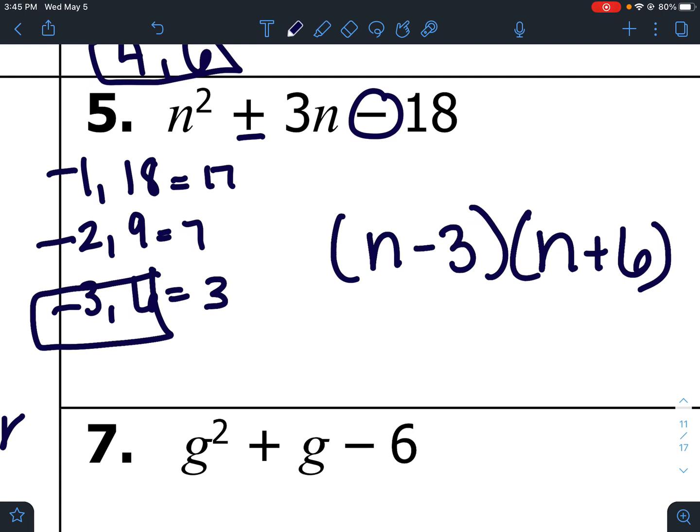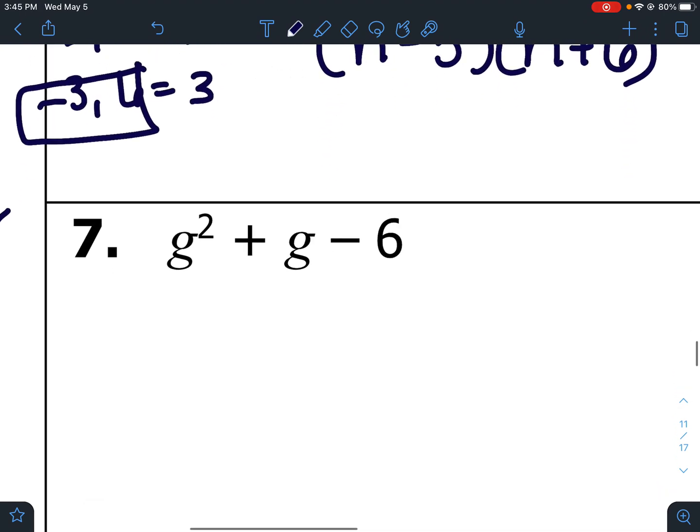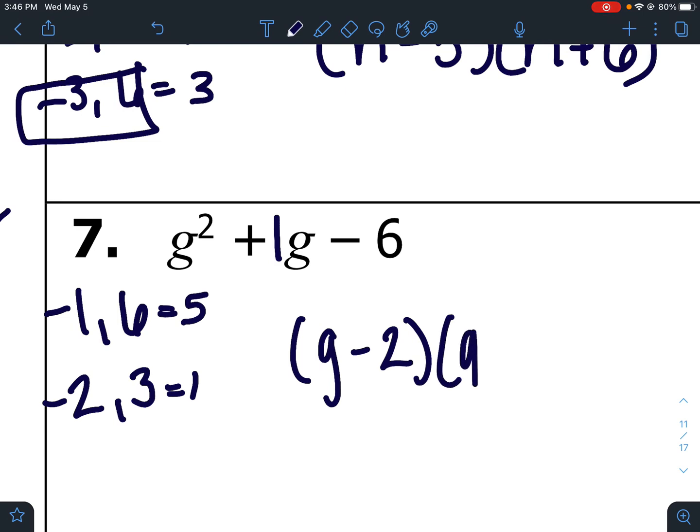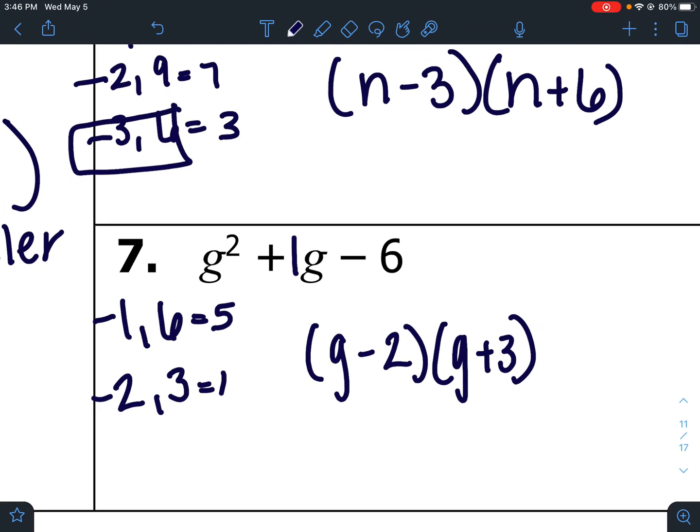Fabulous. All right, let's try another one. Once again, same sign setup. Things that multiply to be negative 6, but add to be 1. You can always put that 1 in there if it helps you. For 6, I get 1 and 6, 2 and 3. Again, my bigger number is positive, so I'm going to make all my smaller numbers negative. 6 minus 1 is 5. 3 minus 2 is 1. That's the answer I'm looking for. G minus 2, G plus 3.